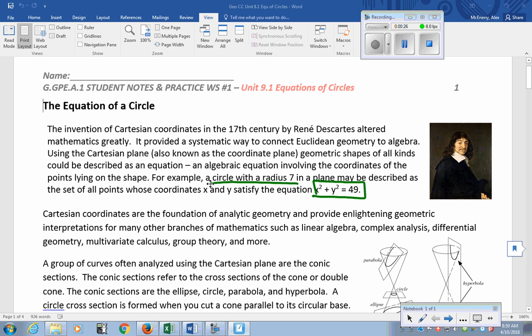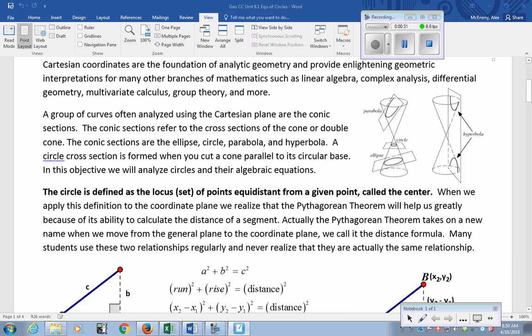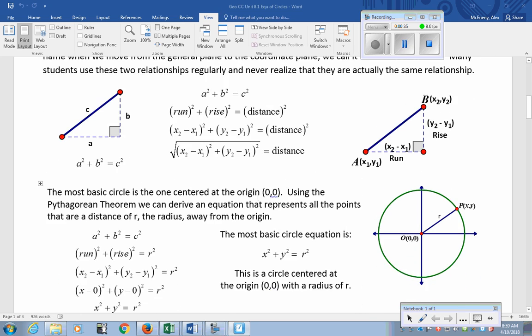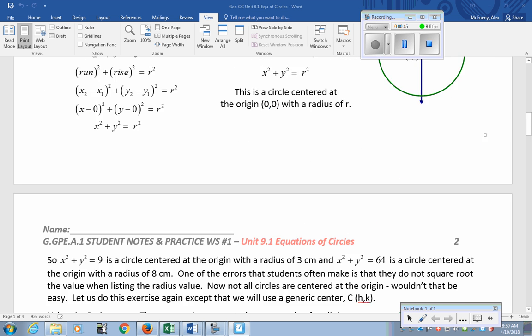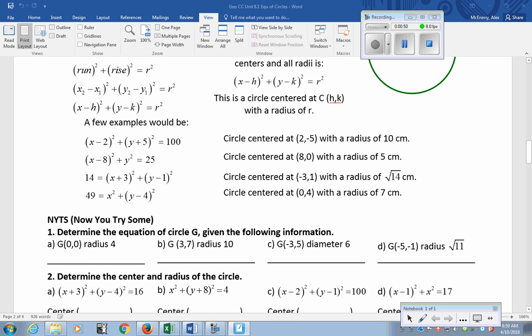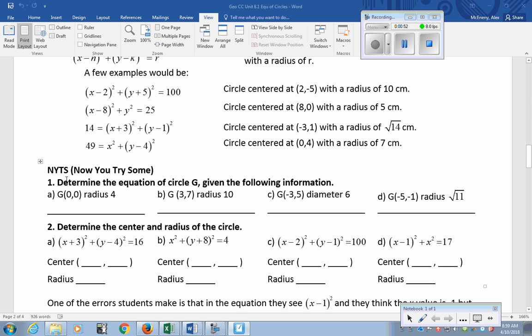And the big idea with this is that it's really based on the Pythagorean Theorem. So in the center of the page, it talks about the Pythagorean Theorem and how that's related to the coordinate grid. And we're going to discuss some examples on the next page. So if you go to the back of this page, there's some examples that are done for you.